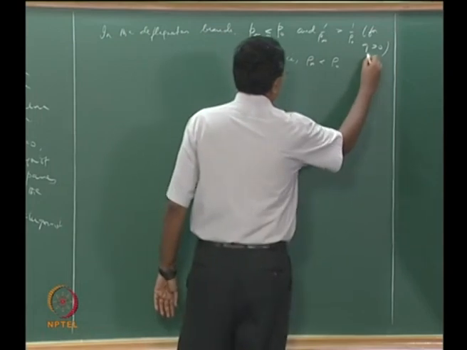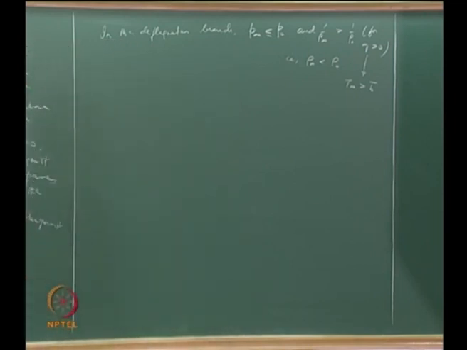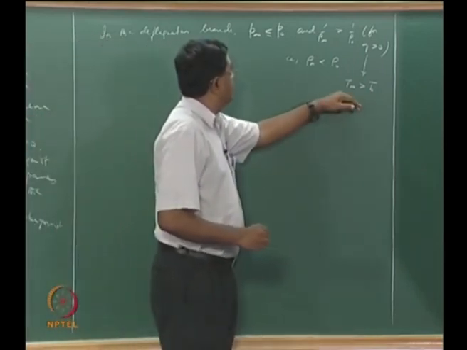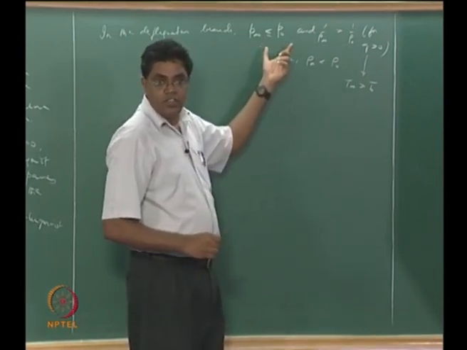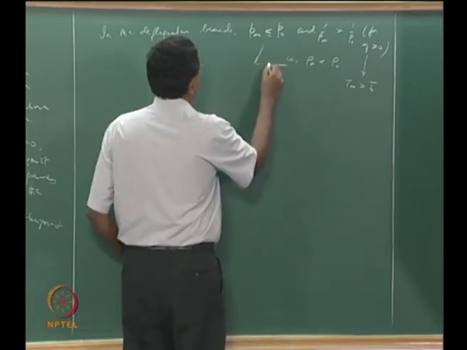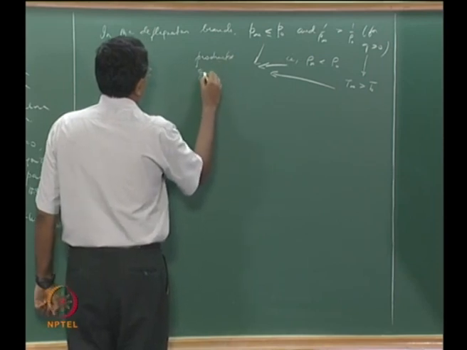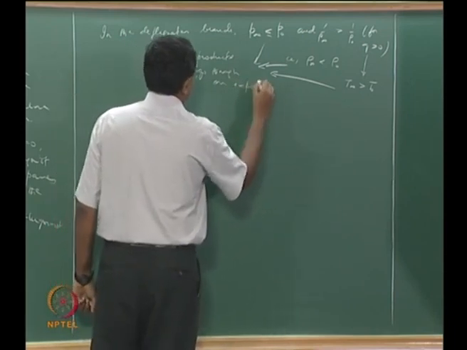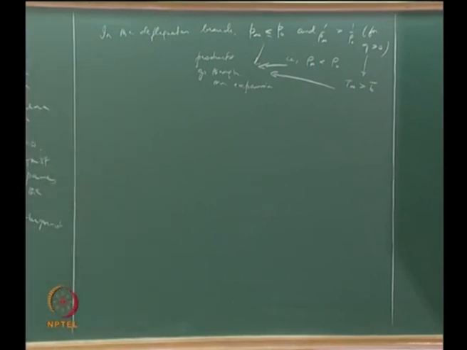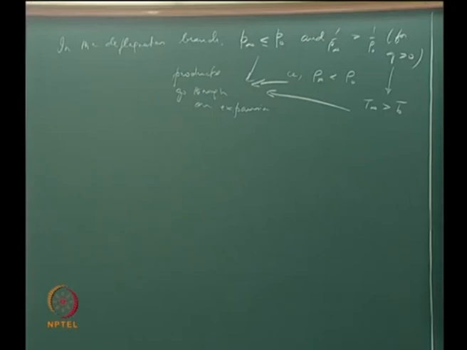For q greater than 0 you always have T infinity greater than T naught. This is heat addition, so the temperature increases. With the temperature increasing, density decreasing is not news, but pressure decreasing, with these two together, indicates that the products go through an expansion. It is when you have an expansion that your pressure decreases and your density decreases even with the temperature increase. So a deflagration branch corresponds to an expansion wave.